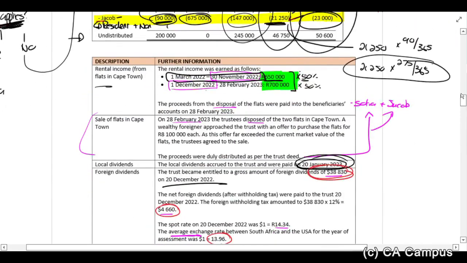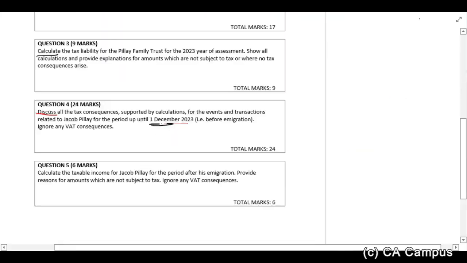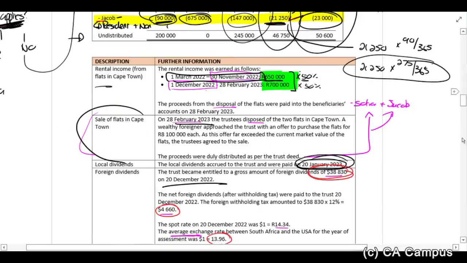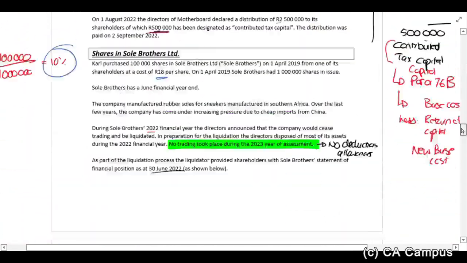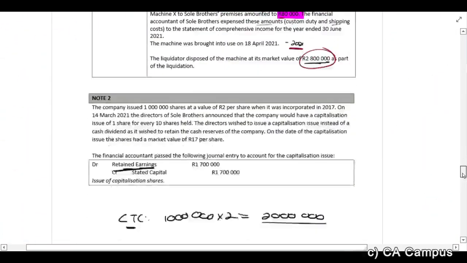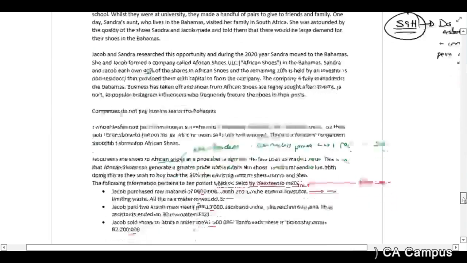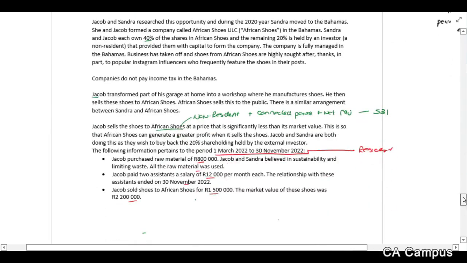Is it from the trust? No. So what also is there? The sale of the flats. The flats were sold on the last day of the tax year. So again, that's after 1 December. So our required only asks us up until 1 December. So we're not concerned with that. Okay, what else do we know about Jacob then? Right, Jacob is the shoemaker. So what else do we then know?